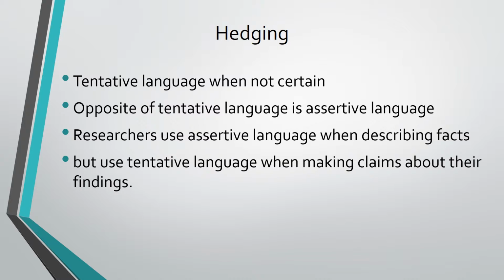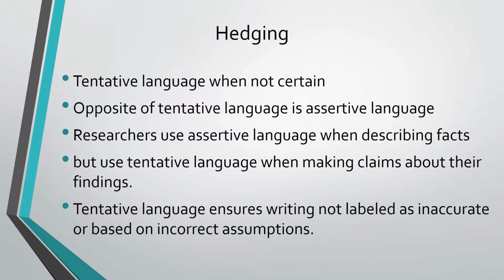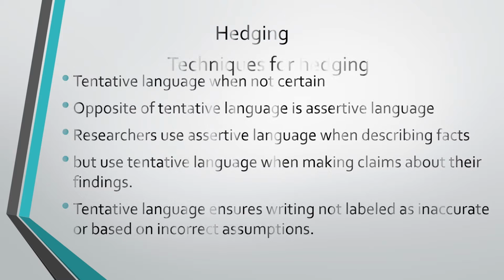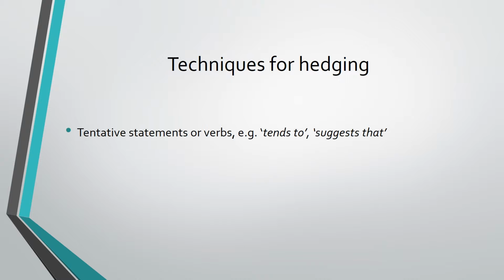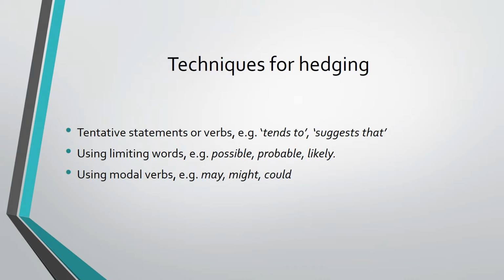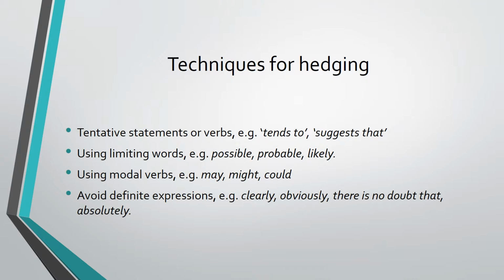The reason for using tentative language is that it ensures your writing will not be labeled as inaccurate or based on incorrect assumptions. Some of the techniques for hedging are using tentative statements or verbs like tends to, suggests that, using limiting words like possible, probable, likely, using modal verbs like may, might and could. Words that should be avoided are definite expressions such as clearly, obviously, there is no doubt that, absolutely.